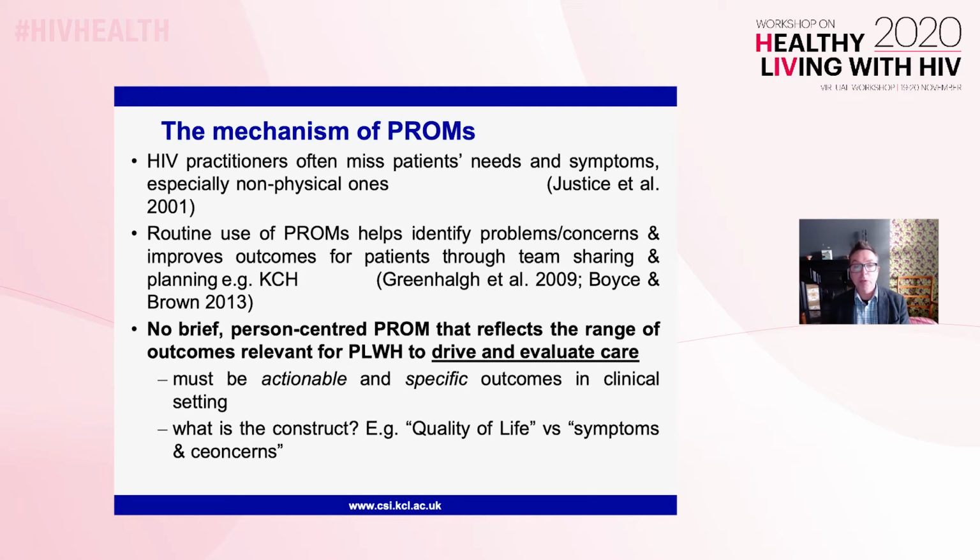We're also aware that there was no brief person-centered patient-reported outcome measure that reflects the range of outcomes that are relevant for people living with HIV, that would enable us to drive and evaluate care. So what we're really talking about here is outcome measures that measure things that are actionable and specific, therefore useful to the clinical encounter. And we've also had to think about what's the construct that we aim to measure here. So there are some challenges around whether we want to measure quality of life, which may be more conceptual, or a construct such as symptoms and concerns, which may be more actionable in a clinical encounter.